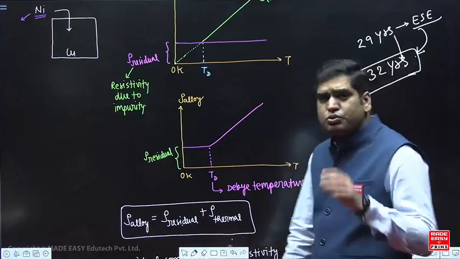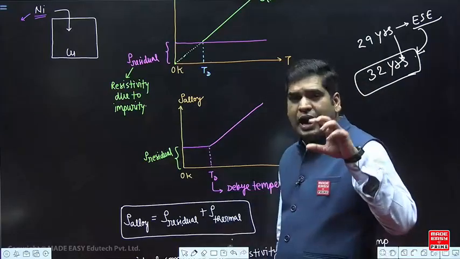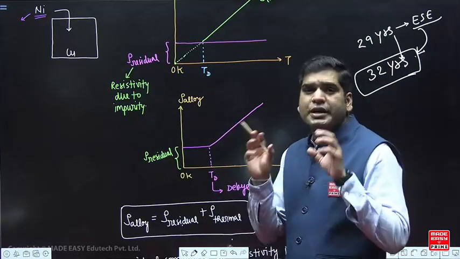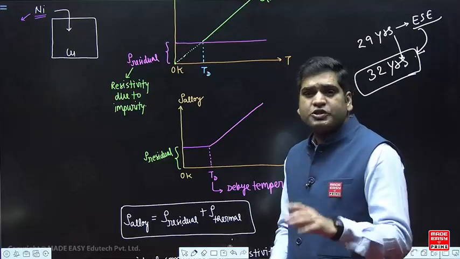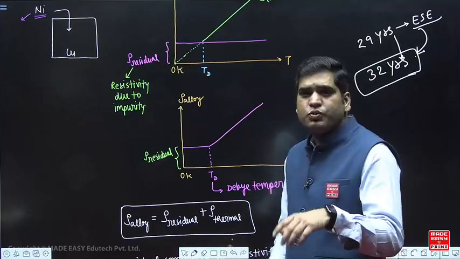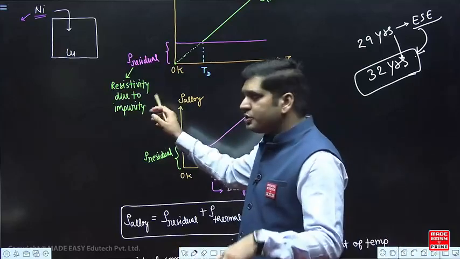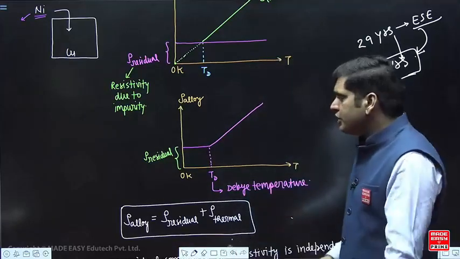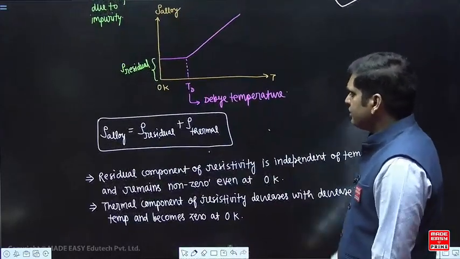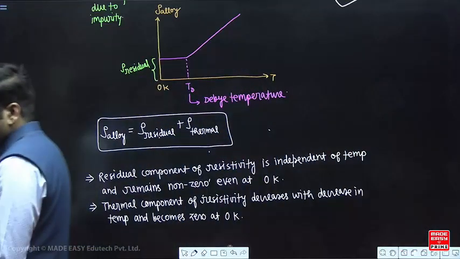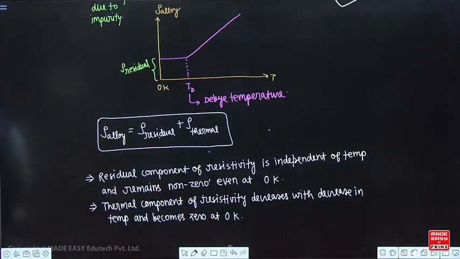Residual resistivity is due to impurity. So if you are adding impurity, those impurities will create certain defects. Those defects will scatter electrons, decrease mobility, decrease conductivity, and contribute to resistivity. So the resistivity because of the impurities is known as residual resistivity. Please note it down.